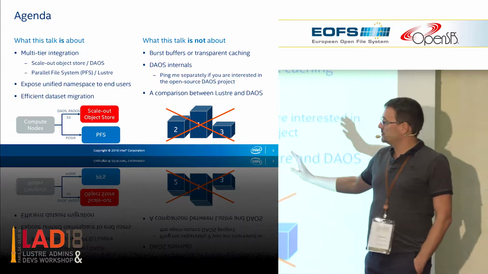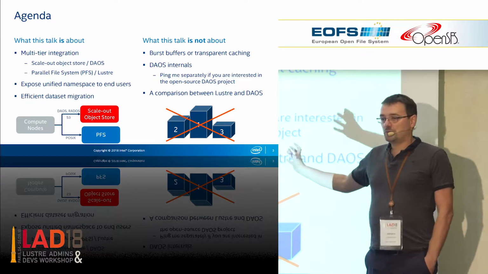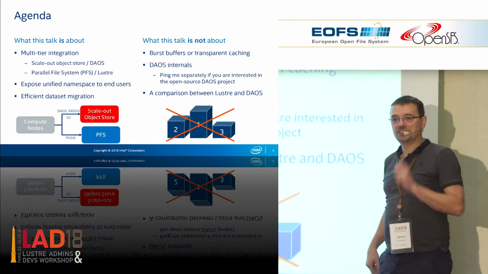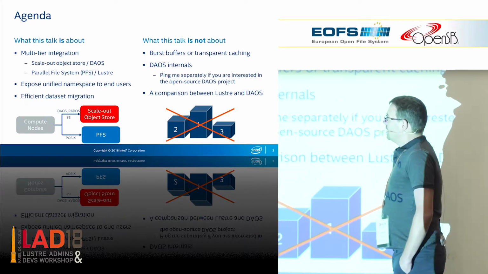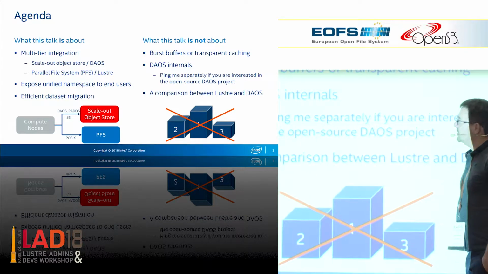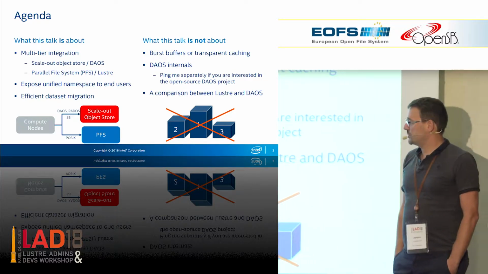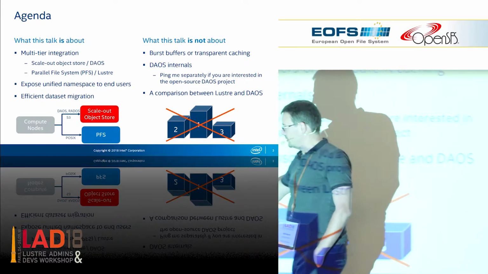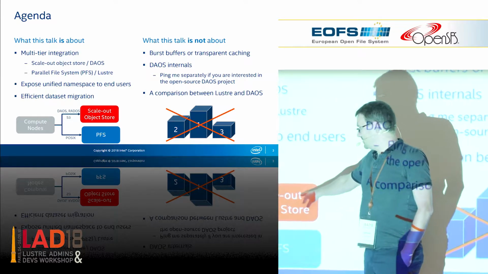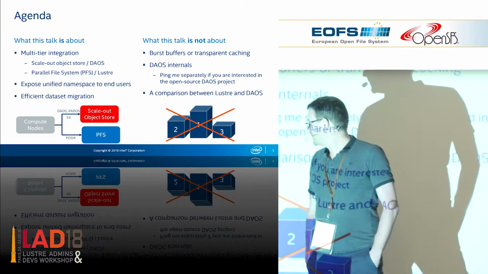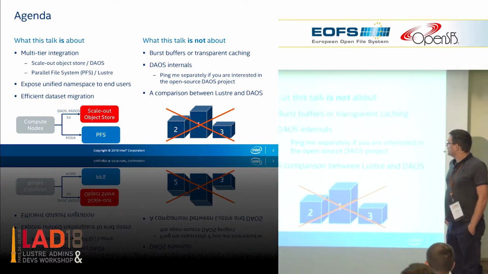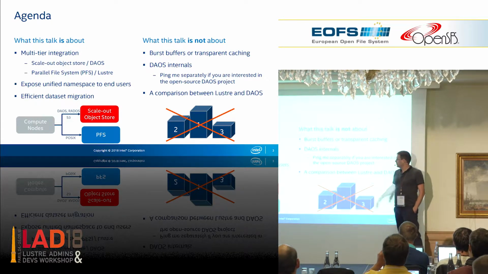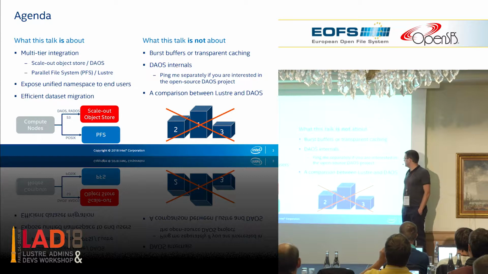And the goal really is to provide an architecture that is really user-friendly, that can be exposed to the user under a single unified namespace. It's really not related at all to burst buffer and transparent caching. The two tiers are really independent. If you run out of space in the parallel file system, you get out of space, and the same thing with the object store. I'm not going to talk too much about DAOS. I will use DAOS as one example. If you want to know more, feel free to ping me separately.